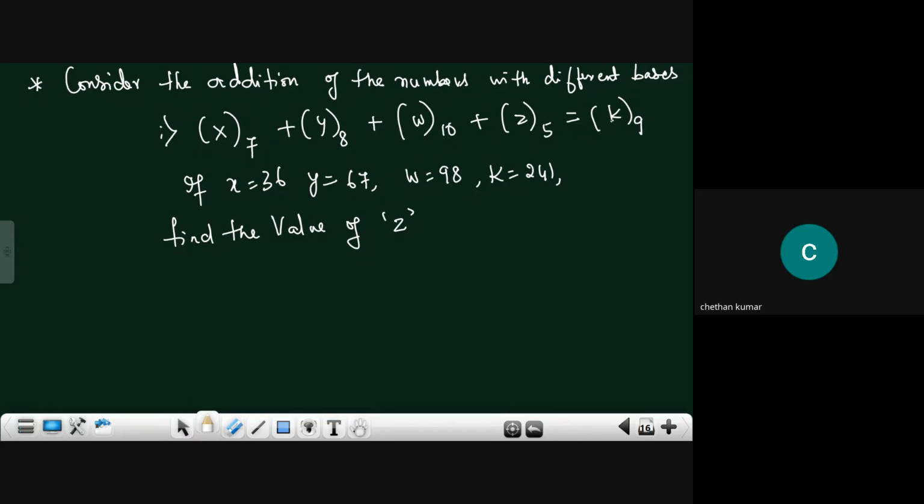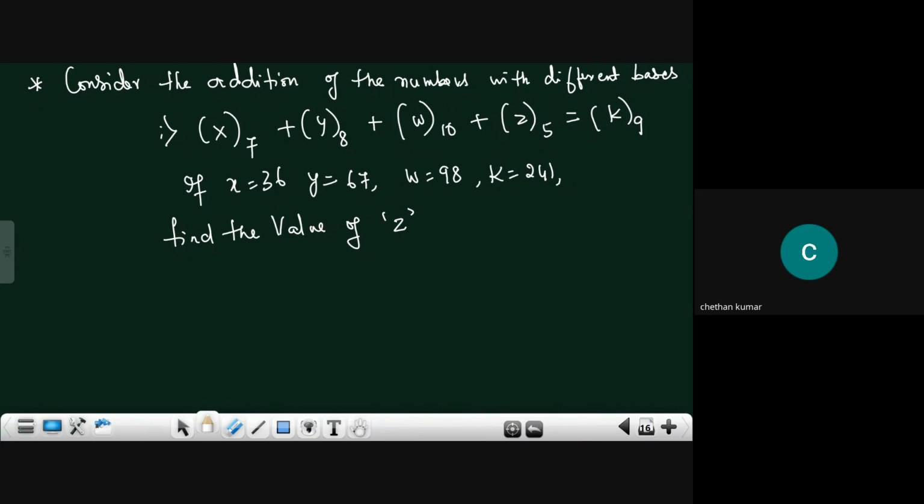See, in this question, it's not talking about finding the radix. He has given the radix. But he is saying that you find out the Z value. Z in what base is it? 5, means radix of 5. This question is the numbers with different radix. What we are doing is adding them. Now we should find out the value of Z.